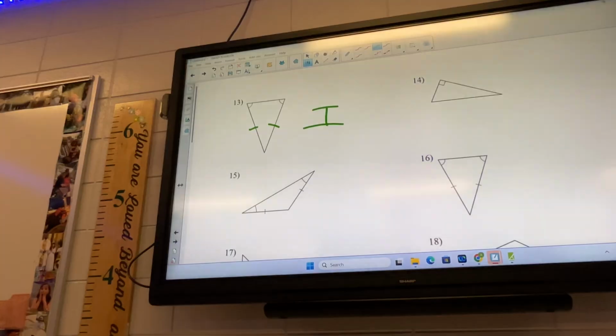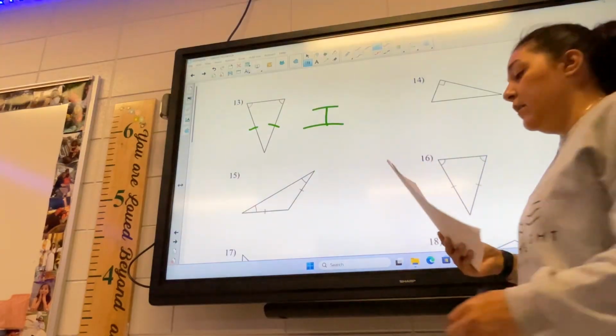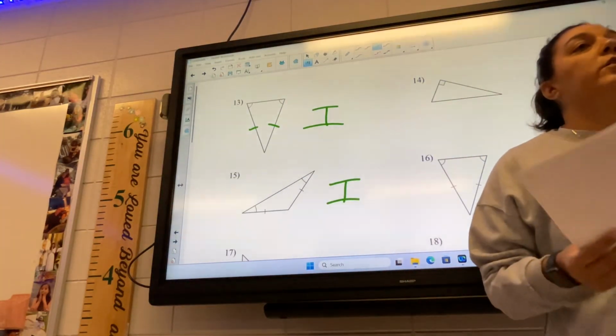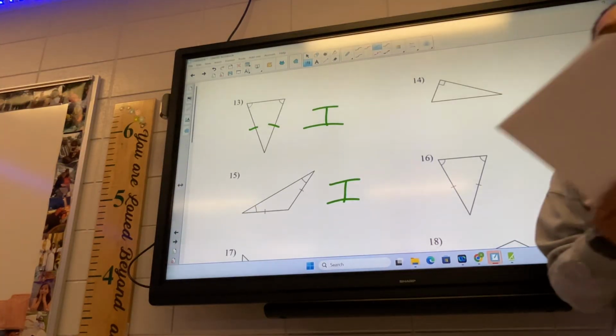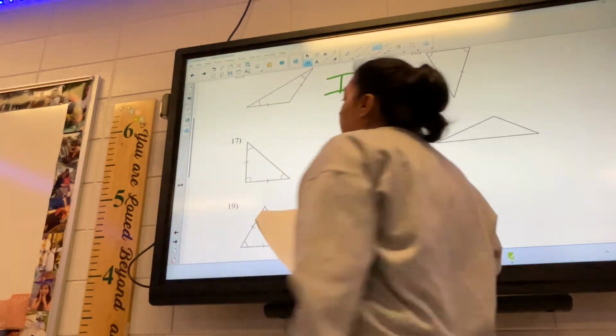15. How many sides are marked? 2. So that's going to be an I. Okay, you can also look at the angles. How many angles are marked on that one? 2, right? So same thing. So if you have 2 sides, then the 2 angles are going to be the same also. Okay, that's just properties of a triangle.